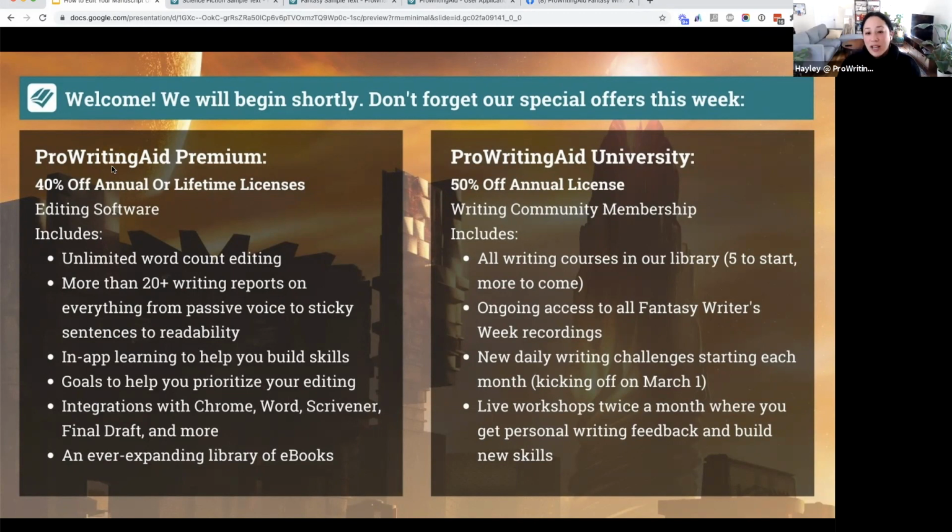You can also have it on multiple computers. I'm on my desktop right now. I also have a laptop. I have ProWritingAid on both. So it's a per user license. Per user grants you multiple computers as well as multiple integrations. So you can use it kind of everywhere.